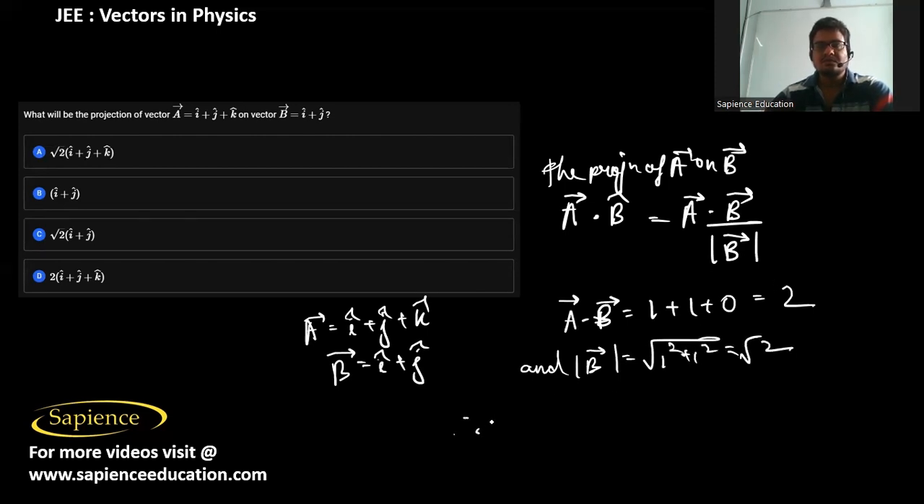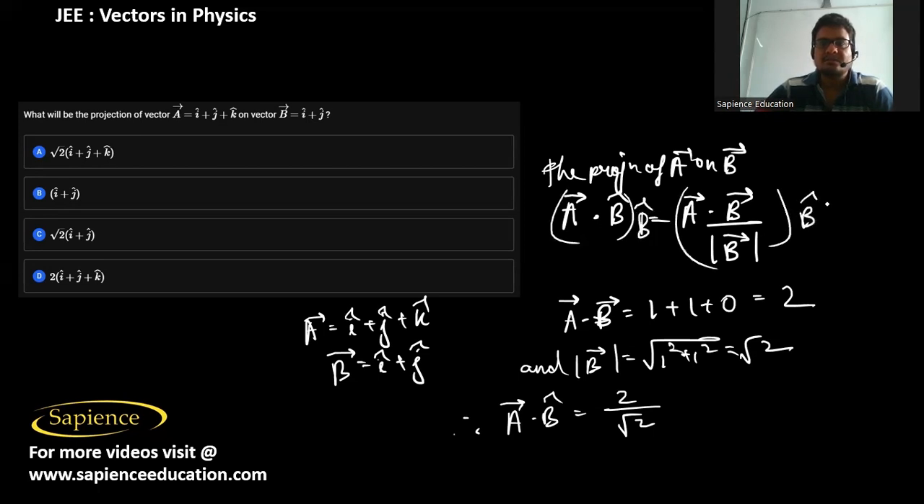So therefore A dot B cap will be equal to A vector dot B vector by 2. But we have to find the projection of vector A on vector B, so actually we have to find the vector projection. So that will be A vector dot B cap into B cap. This into B cap, that we have to find out.